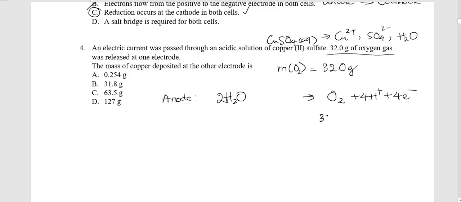You have 32 grams of oxygen gas. Now, gas is an important thing here, which means O2 and not O, and that would change the number of mole if you don't remember this fact. 32 grams of oxygen gas is the same as the number of mole of 1. Now, if the number of mole of O2 is 1, then the number of mole of electrons is 4 times that, so 4 mole of electrons.